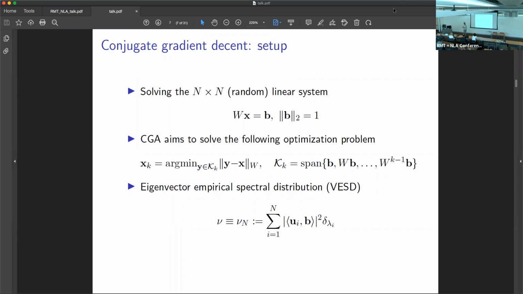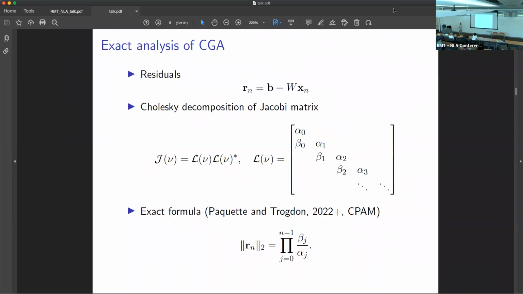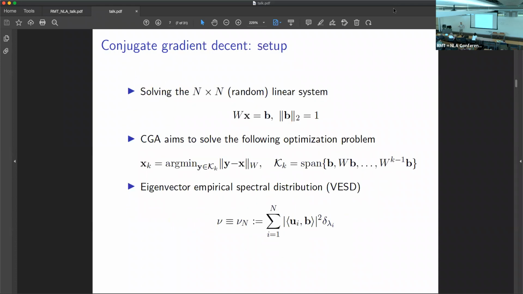I project these u_i onto B, and these are my weights. I apply all these weights to the eigenvalues, and then I get another spectral measure, which is called the eigenvector empirical spectral distribution, the VESD. For the eigenvalue distribution, all these weights are 1 over n, so they are equal. With this kind of measure, I can also create a sequence of orthogonal polynomials, even though it is discrete.